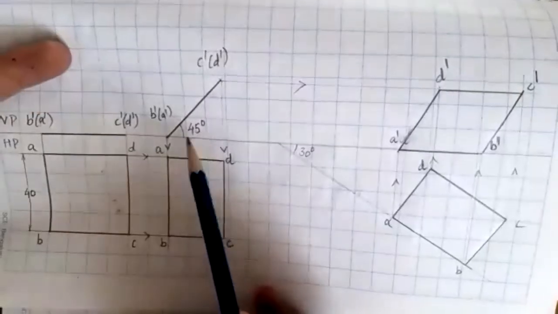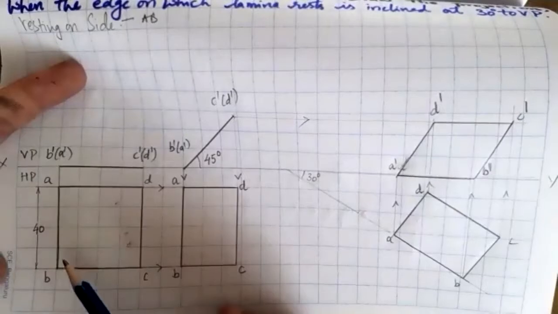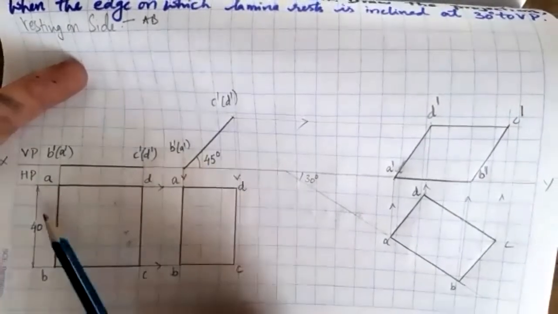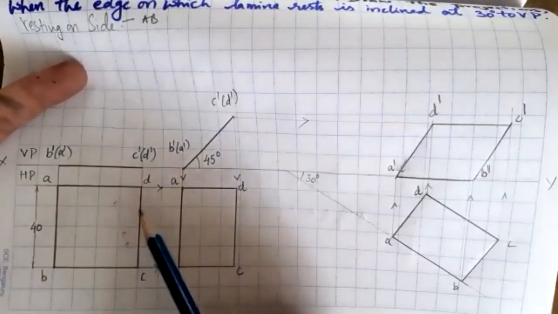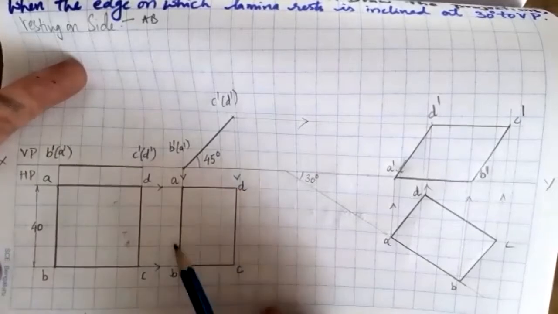After giving it some inclination, taking a 40 mm side square lamina on HP, giving it some 45-degree inclination.